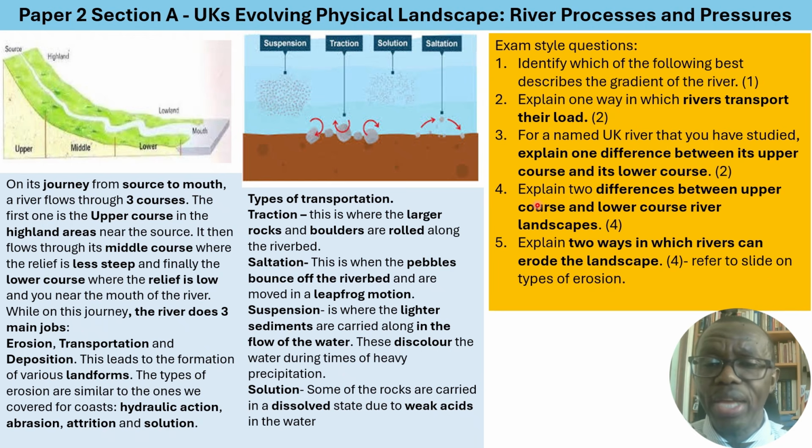And then the next one, explain two differences between the upper course and lower course of river landscapes. Now again, this is a similar question to question 3, only that this one is 4 marks, and you are required to explain two differences. Then lastly, explain two ways in which rivers can erode the landscape. So again, we are talking about the types of erosion. So we are talking about hydraulic action, abrasion, attrition, or solution. So we pick 2 out of these 4 and then explain how they take place.